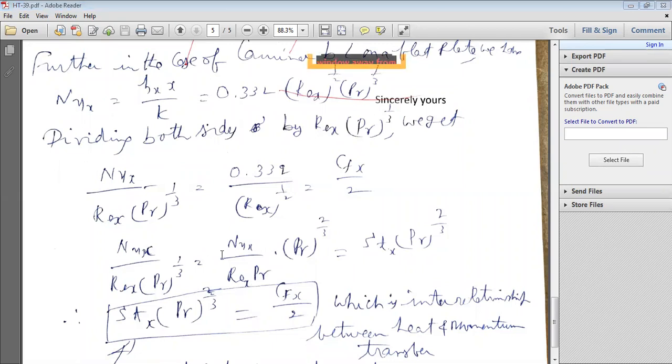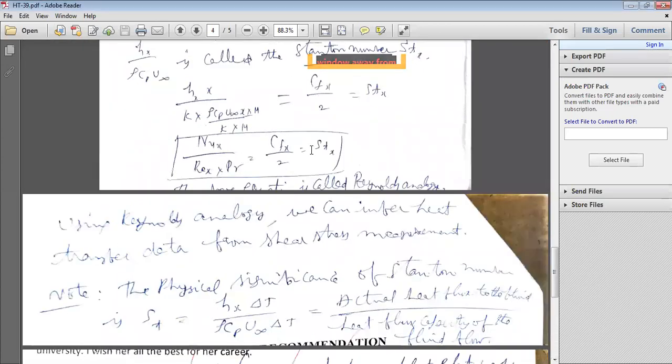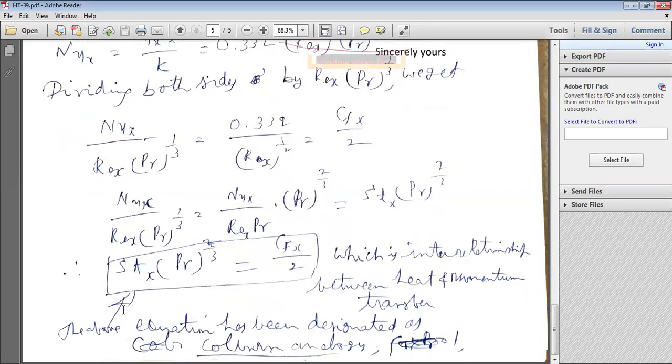If you simplify this, you can write this left-hand side as Nux into Prandtl number to the power 2 by 3 divided by Rex into Prandtl number. But what is Nux by Rex into Prandtl number? Here, Nux by Rex into Prandtl number, that is the Stanton number. So this left-hand side can be written as the Stanton number at a given value of x, STX, into Prandtl number to the power 2 by 3.